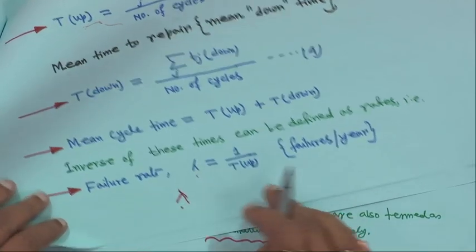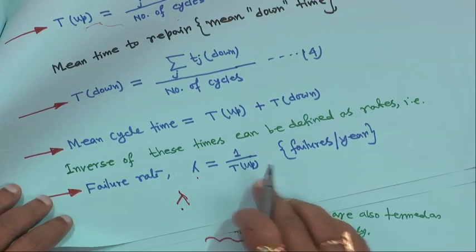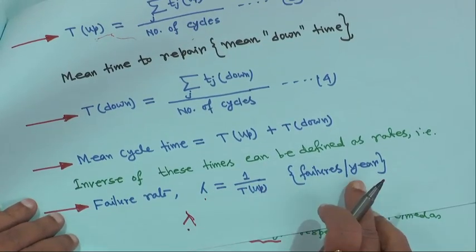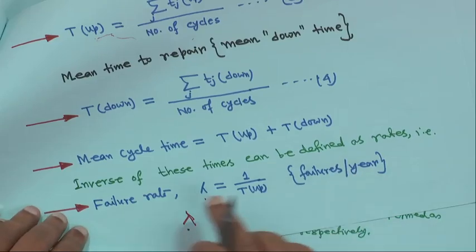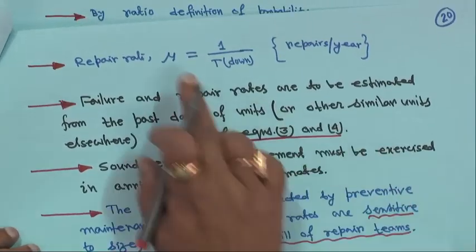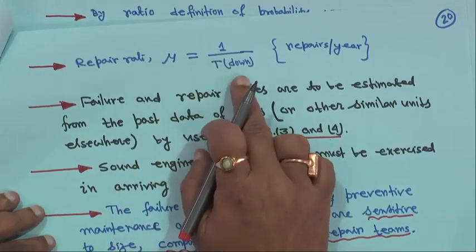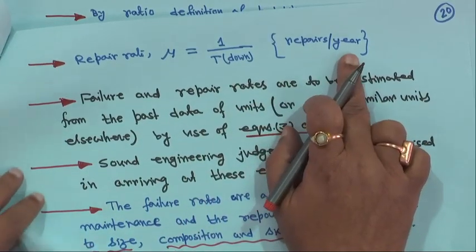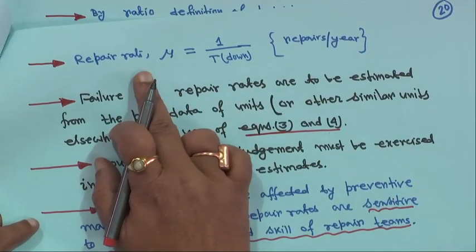So lambda is equal to 1 upon T up, that is failures per year, the reciprocal of the uptime. This is your failure rate. Similarly, the repair rate we define as mu, equal to 1 upon T down, the reciprocal of the downtime, and we call it repairs per year. This is your repair rate.